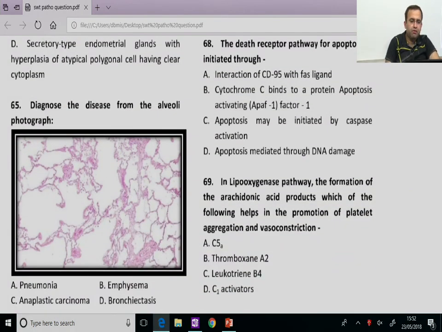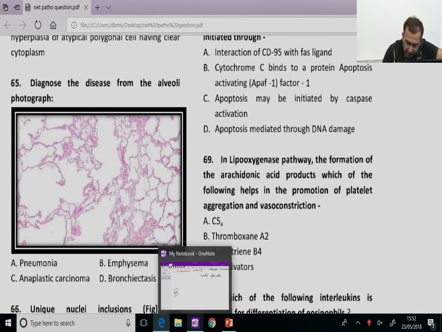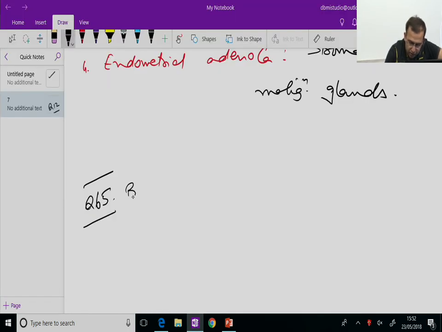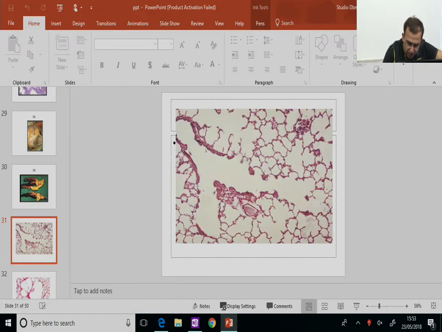Diagnose the disease from the alveoli. The minute you see this, you are able to see massively dilated alveoli, alveolar dilatation, making it classically emphysema. So question 65b, emphysema. In the previous question, we have already seen the various types of emphysema: centriacinar, panacinar, paraseptal, and irregular. So I'm not going to get into the details of this again. What is important is to differentiate emphysema from normal.